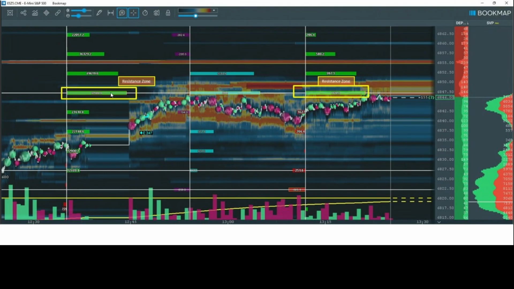This is the 0DTE. All these option positions are live positions that are acting, playing in this moment for dealers or market makers.